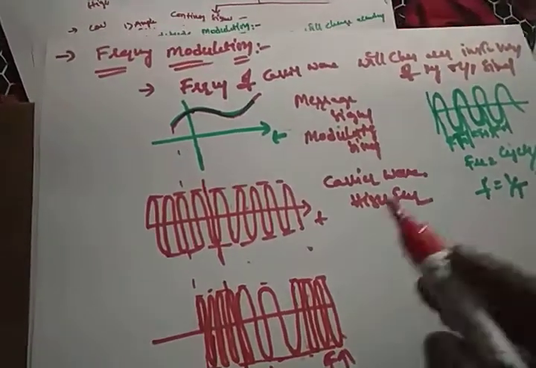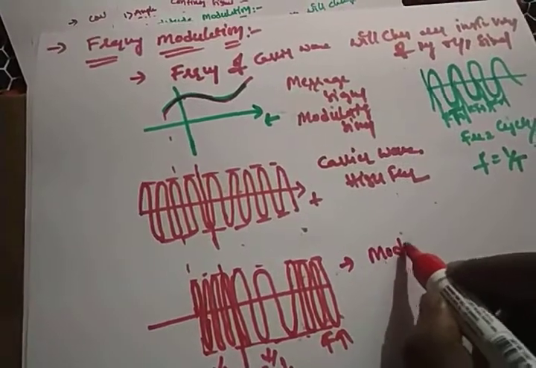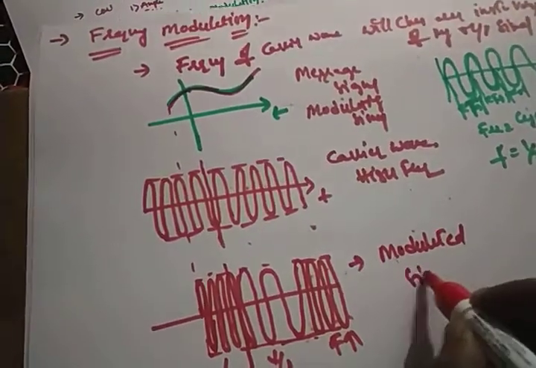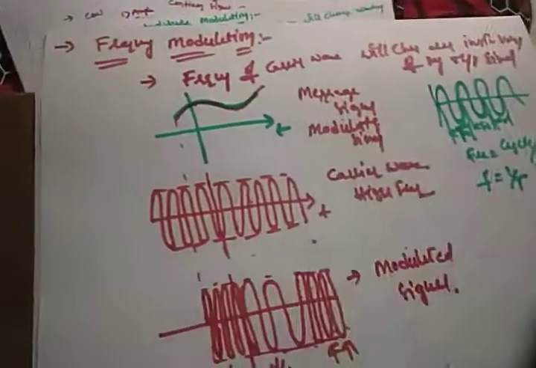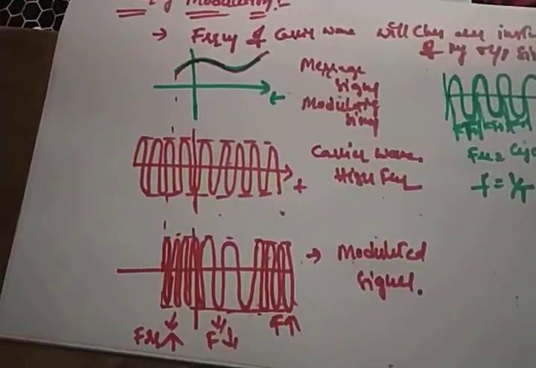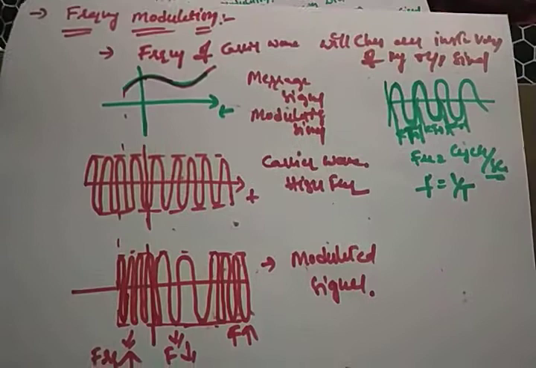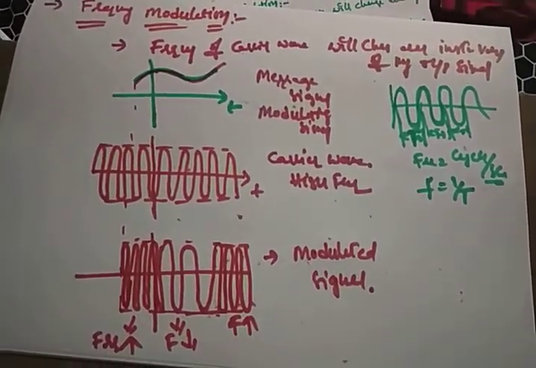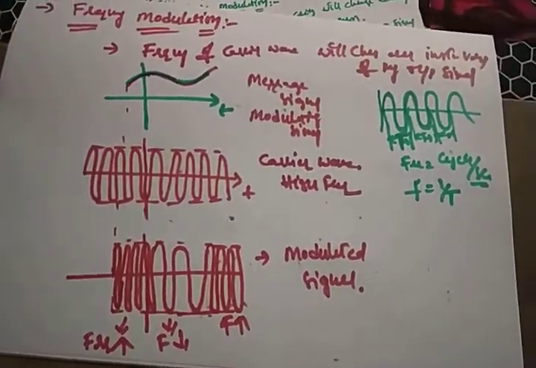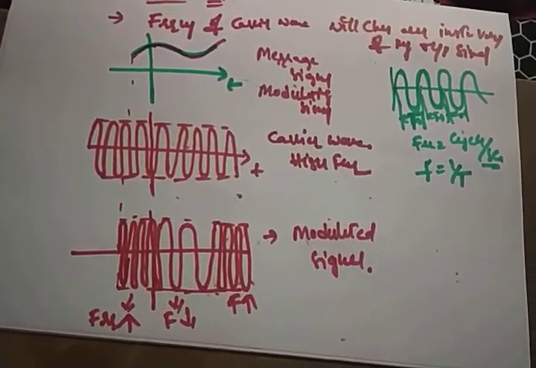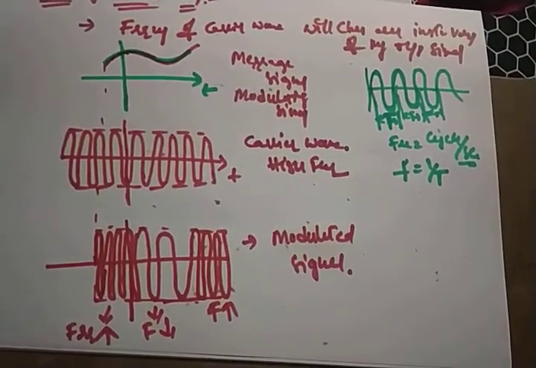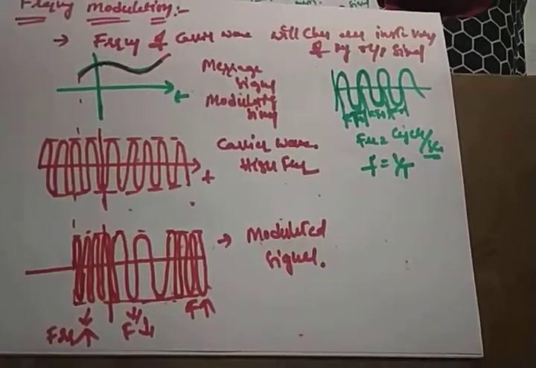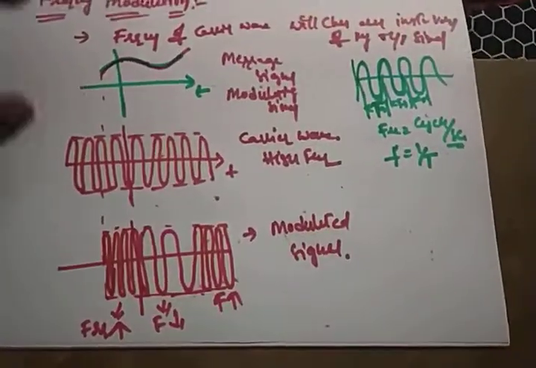Alright, so this is called a modulated signal, which we need to transfer over large distances. I hope it's clear what frequency modulation is. Frequency modulation means the frequency of a carrier wave changes according to the instantaneous values of my input signal, but not the amplitude. If the amplitude changes, we call it amplitude modulation. If the frequency changes, it is called frequency modulation. Now I hope it's clear.